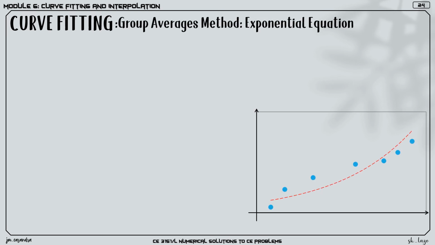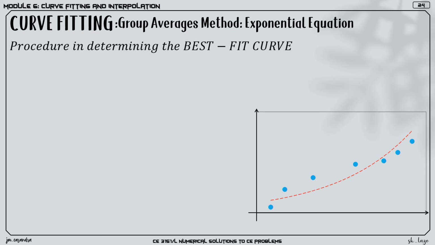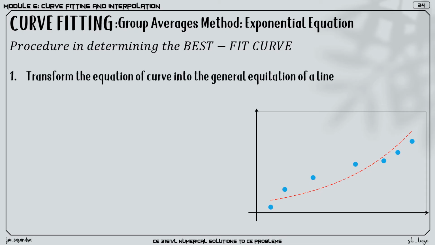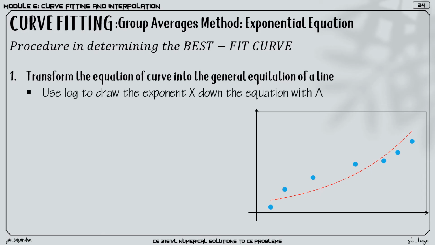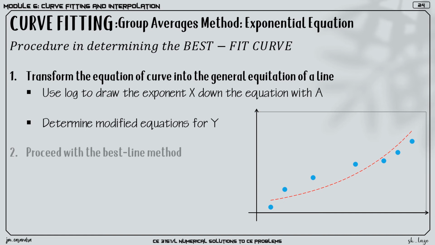Another application of the group averages method is for the exponential equation. The procedure in determining the best fit curve for exponential equations would be to transform the equation of the curve into the general equation of a line. To do that, we use the logarithm to bring the exponent x down, in the equation with variable e or constant a. Then we determine the modified equation for y. And from there, we proceed with the best line method using the group averages method.